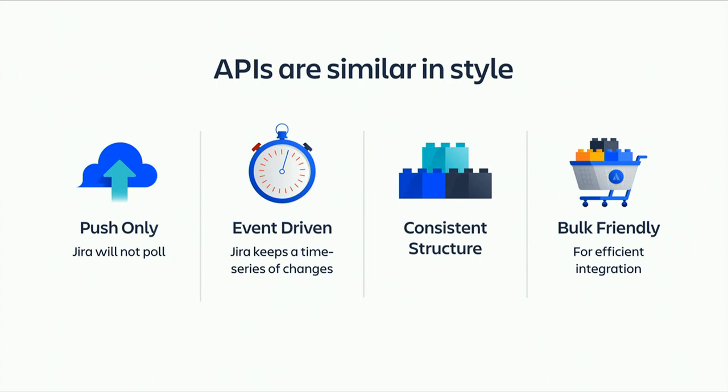Finally, the APIs are bulk friendly. So we realize there's a lot of data flowing backwards and forwards, so we support the ability of sending in data in bulk. Another thing we support is that when you send data in, you can tag it. So for example, you could send in all the builds and tag that they're associated with a particular repository.